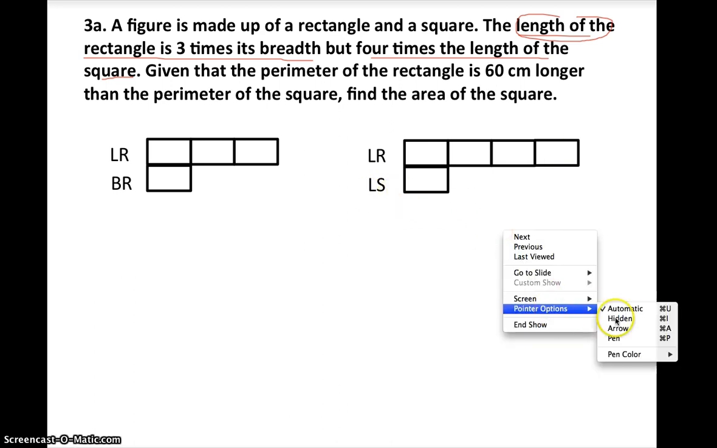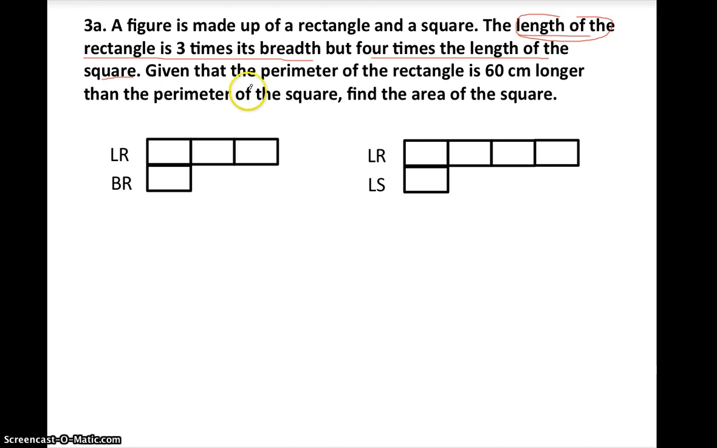Okay, and in this question, you notice that they are giving you one number here, 60, which is that the perimeter of the rectangle is 60 cm longer than the perimeter of the square. So they are giving you the difference between the perimeters. Okay, and you realize that whatever you have in the model now is not the perimeter. They are the lengths and the breadths. So you know that you are still a little far away from the answer.